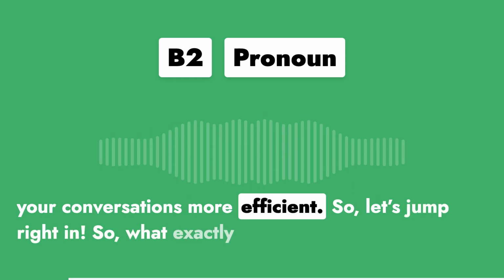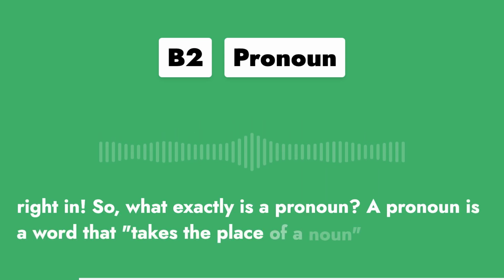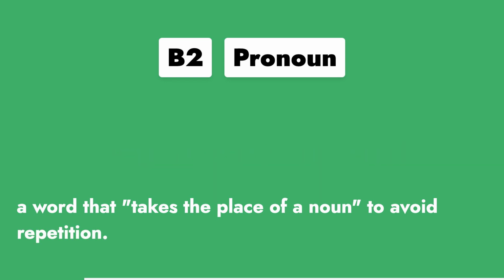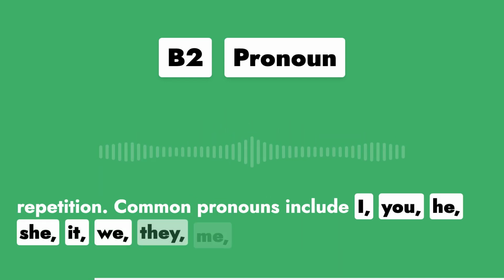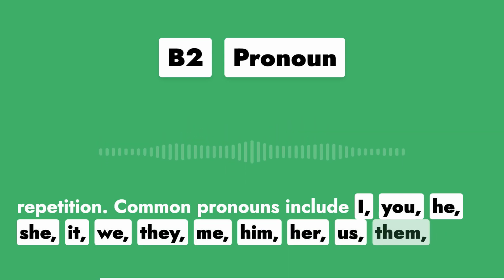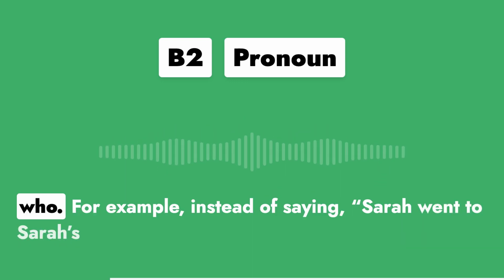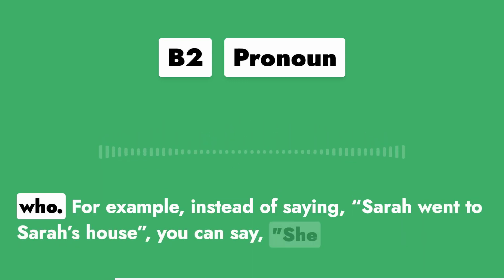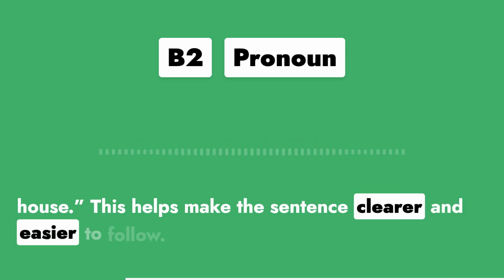So, what exactly is a pronoun? A pronoun is a word that takes the place of a noun to avoid repetition. Common pronouns include I, you, he, she, it, we, they, me, him, her, us, them, and who. For example, instead of saying, Sarah went to Sarah's house, you can say, she went to her house. This helps make the sentence clearer and easier to follow.